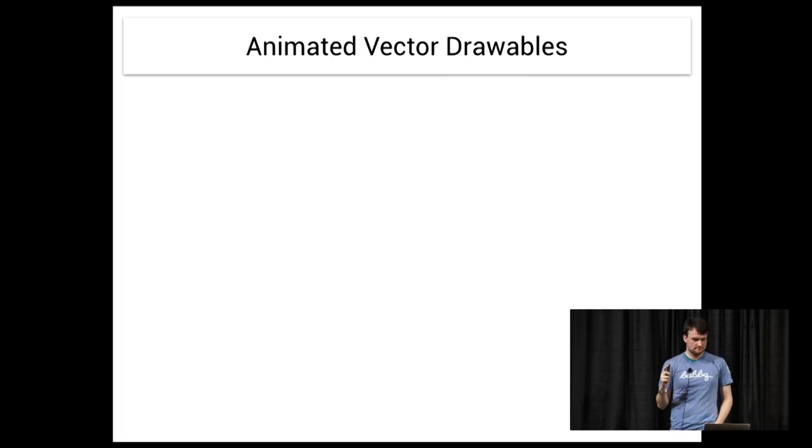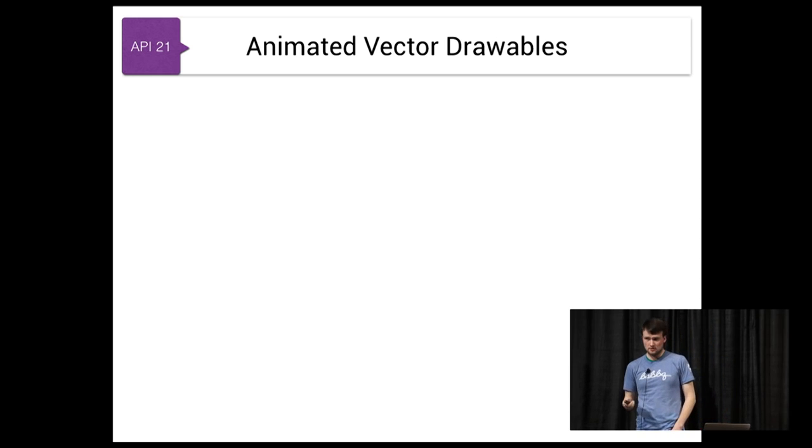Animated vector drawables. All right, bear with me here. These are complicated, but they look fantastic. Also, they're API 21. You guys can go bug Colt and Chet and ask them when they're finally going to drop this into the support library.